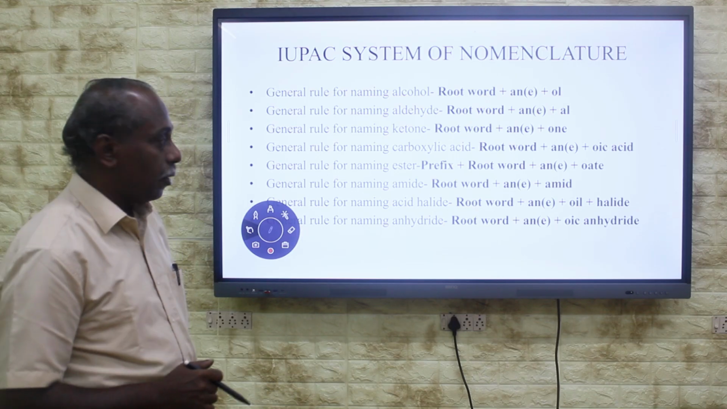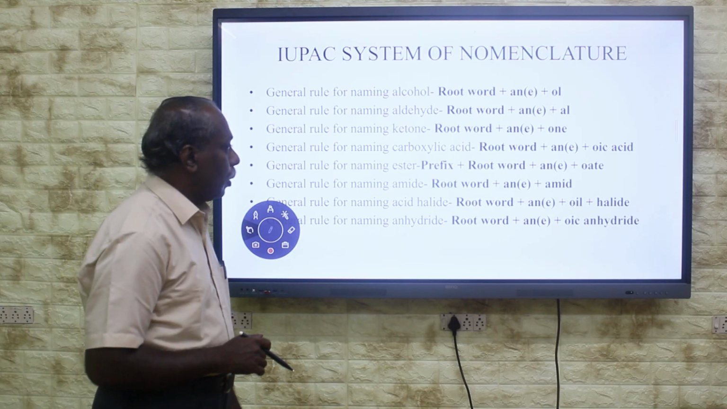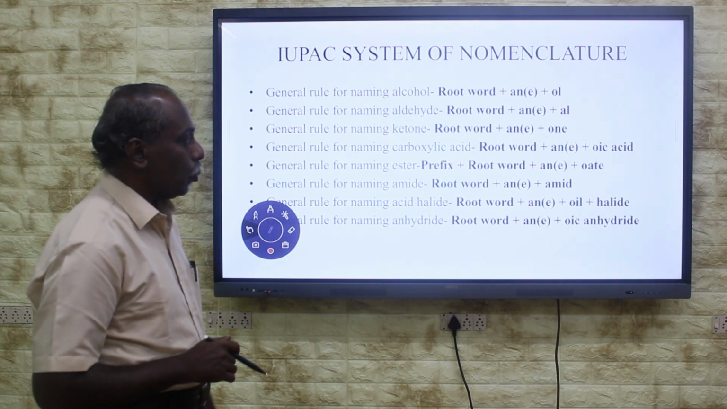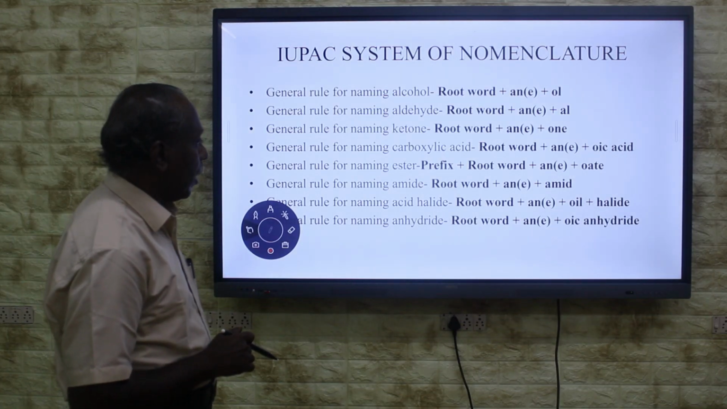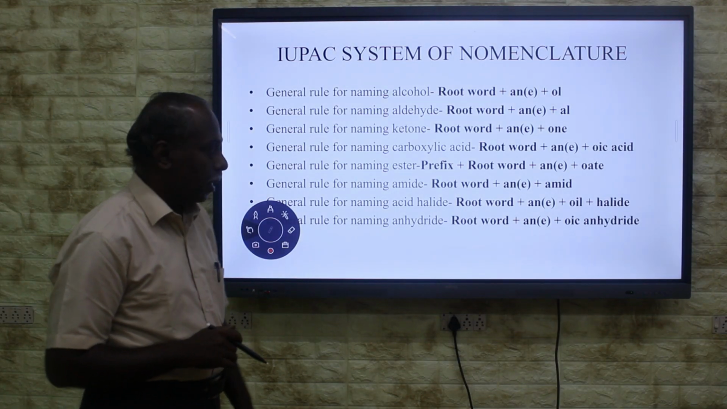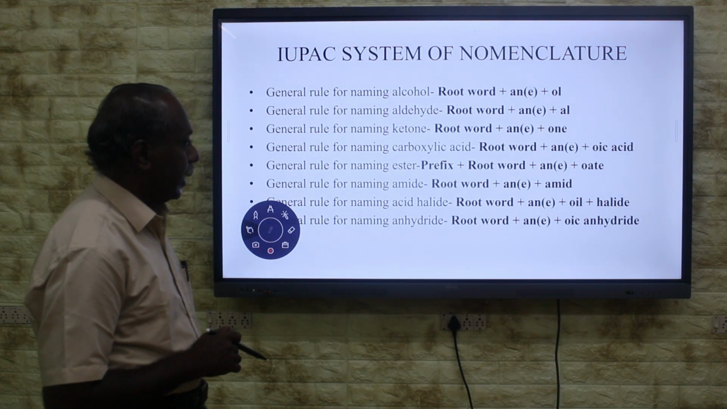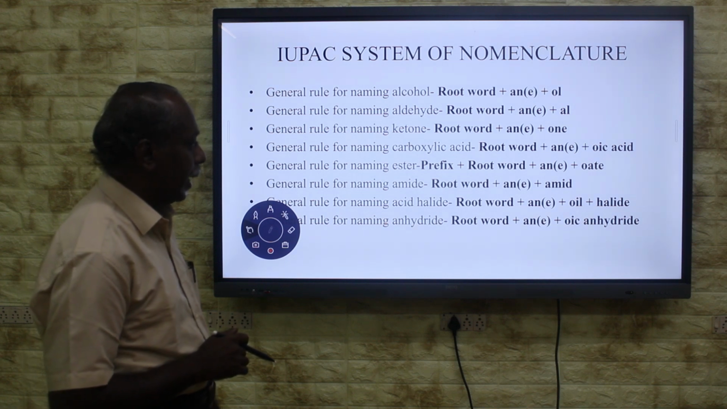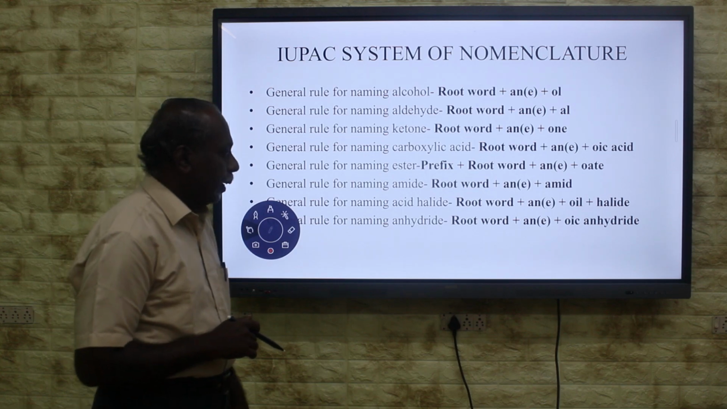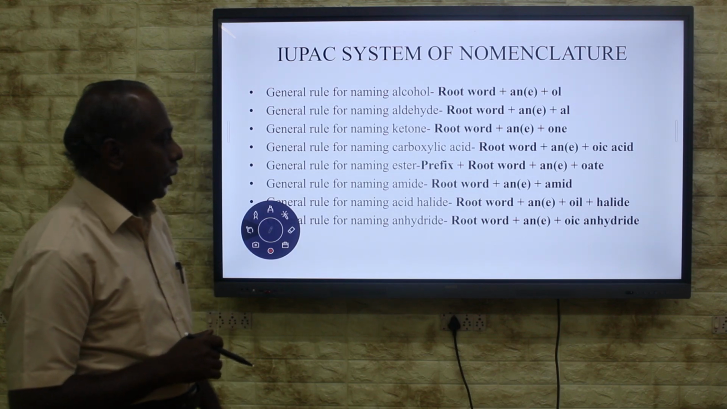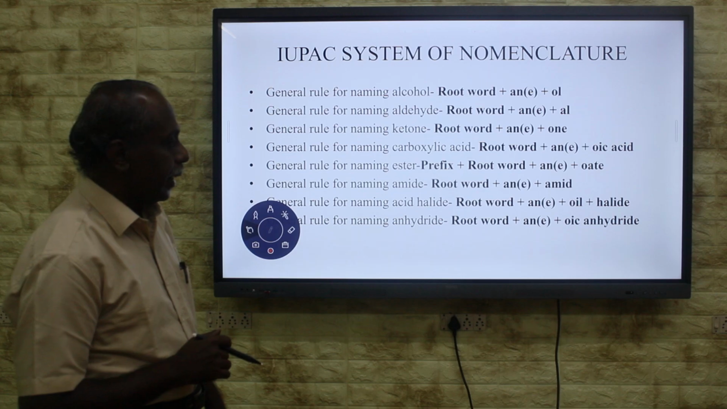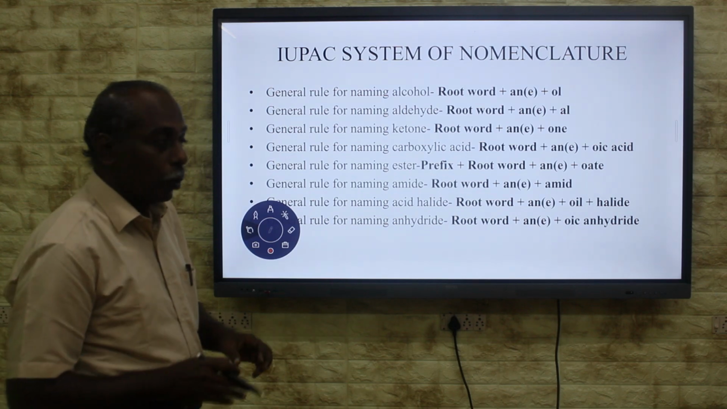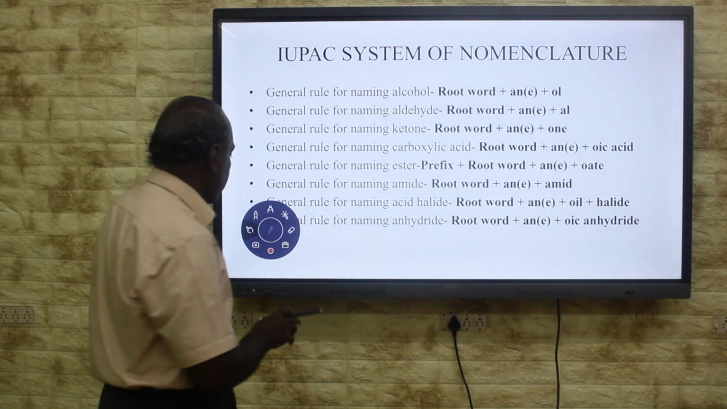Then for derivatives of carboxylic acid: for ester, root word, ANE plus OATE. For amide, root word, ANE plus amide. For acid halide, root word plus ANE plus oyl plus halide. Then for anhydride, root word, ANE plus OIC anhydride. These are the general rules adopted in the IUPAC system of nomenclature.